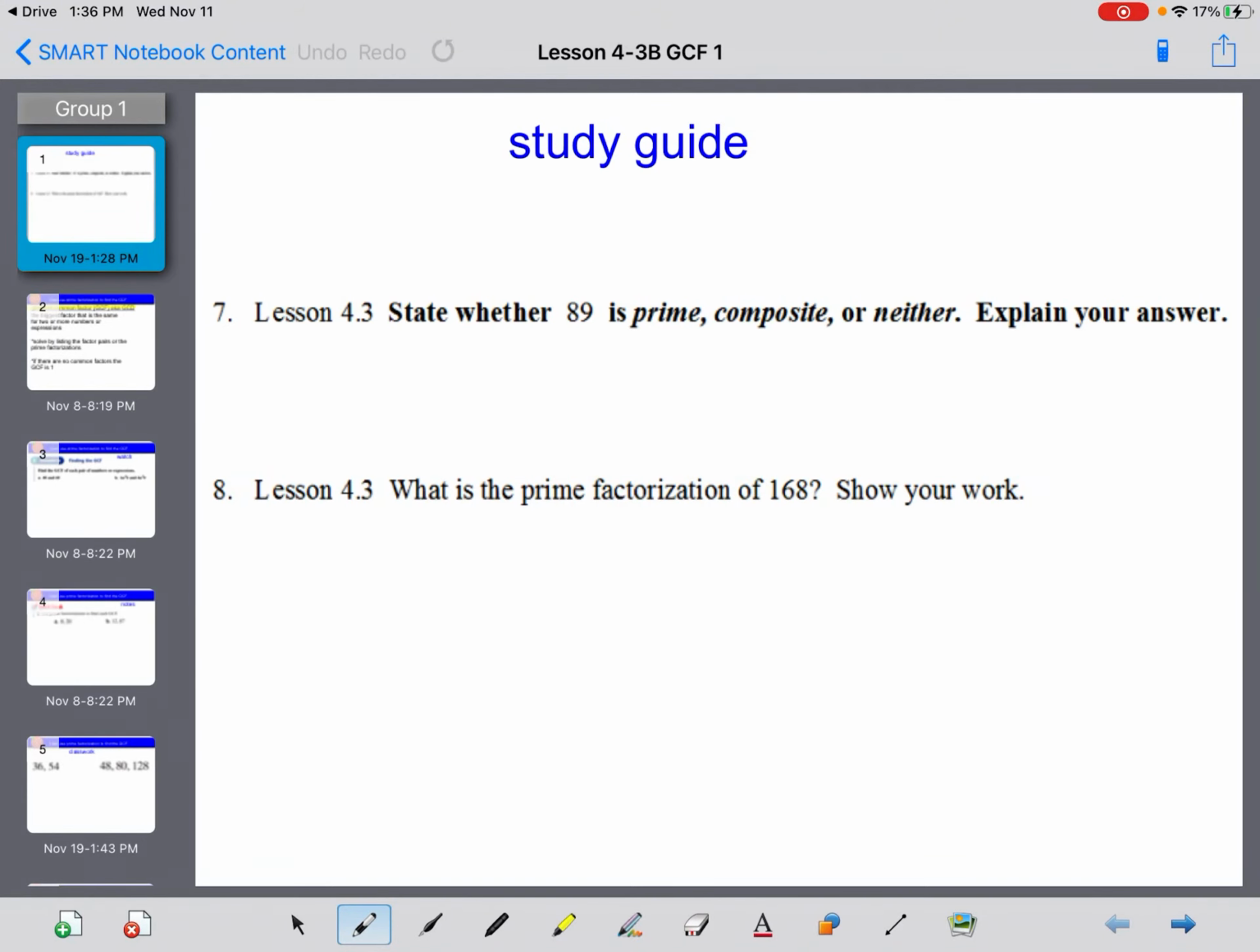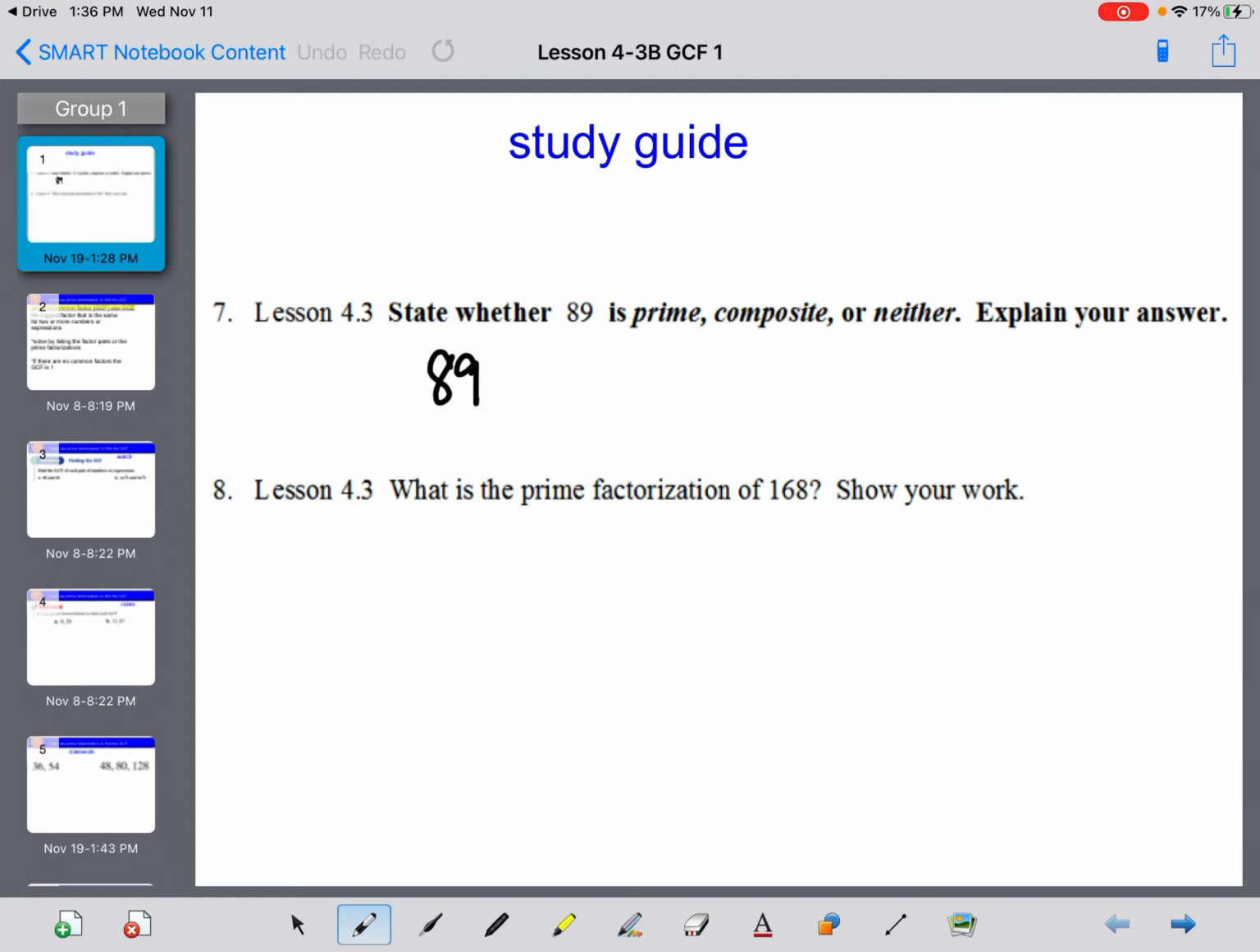This is Lesson 4-3B from the Algebra Readiness textbook. For today's lesson, you'll need your notes and a sharpened pencil. Pause the video to gather your supplies and work the study guide problems. Continue the lesson when you're ready to compare your answers to mine.